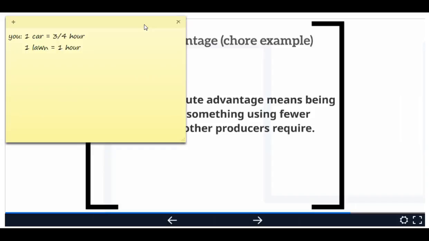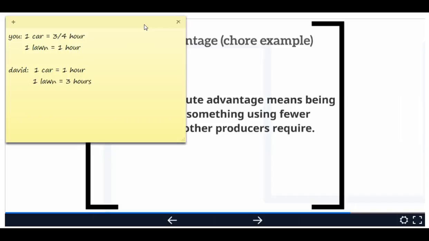All right, your high school friend David lives next door. He happens to face the same weekly chores, washing 2 family cars identical to yours and mowing a lawn identical to yours. David, however, is not nearly as quick as you. It takes him 1 hour to wash a car. So David, 1 car equals 1 hour. And it takes him 3 hours to mow the lawn. Dude is slow. 1 lawn equals 3 hours.